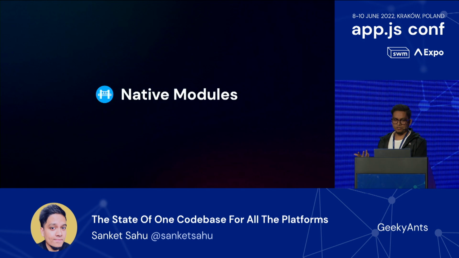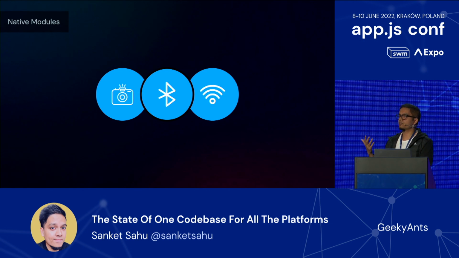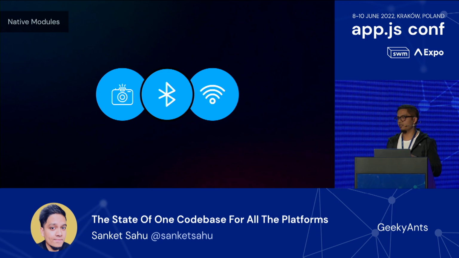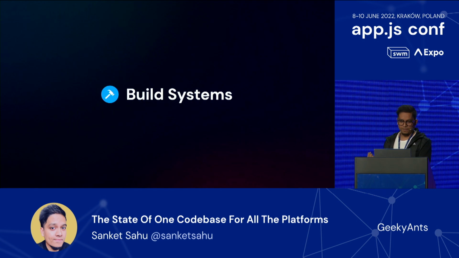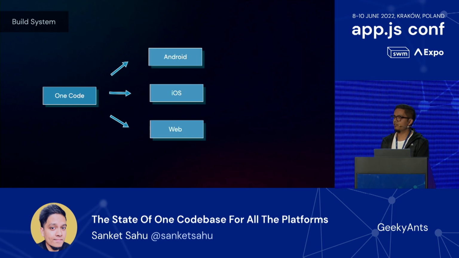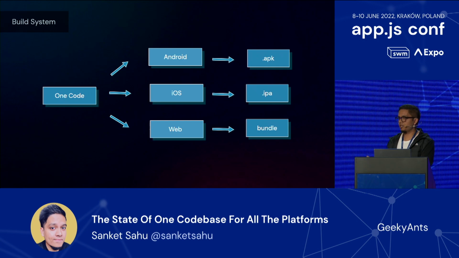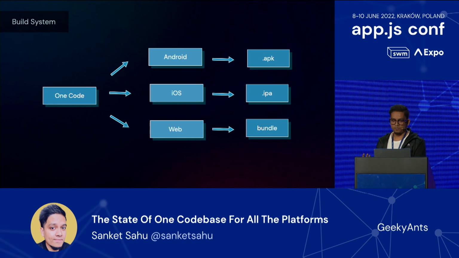And then we have native modules, which are different, right from cameras to NFC to Bluetooth, Wi-Fi, and all these APIs. The web is catching up lately, but it is a very mobile sort of thing that we have. But we want to write one code for all the platforms, including the web, right? Build system is equally different. We want to write one code and then build it for all the platforms, and then generate the APK, IPA file, and the JS bundle for web.